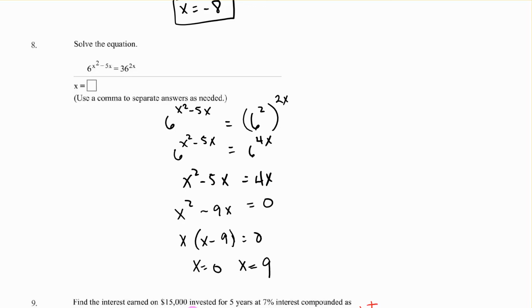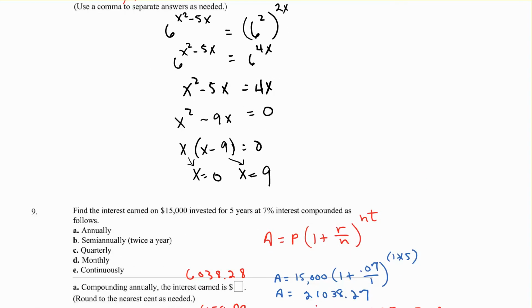I found a small error there and corrected it pretty quickly. So x squared minus 5x equals 4x. When we subtract the 4x, we have x squared minus 9x equals 0. We factor out the x, so x times x minus 9 equals 0. X equals 0, and x equals 9. We have that one, and we have that one. So your answers up here will be 0, 9.